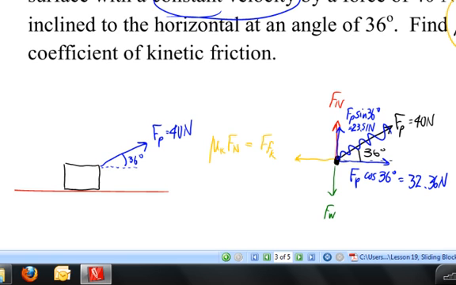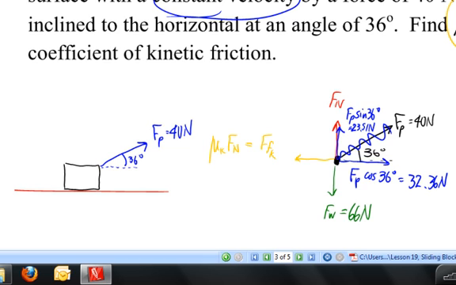Now I still need to break this pulling force into horizontal and vertical components, but I can do that. Because I know the pulling force is 40 newtons, I can figure out that the horizontal part of the pulling force is roughly 32.4 newtons, and the vertical component is roughly 23.5 newtons. They tell me that the mass of the block is 6.6 kilograms, so I can figure what the weight is. The weight is going to be that times 10, which is 66 newtons.